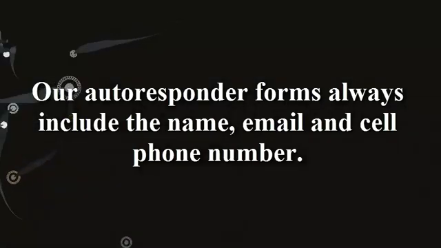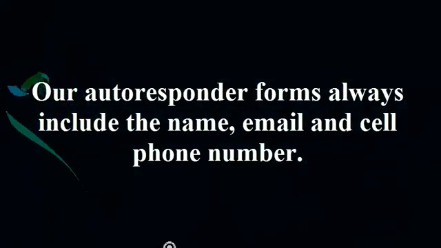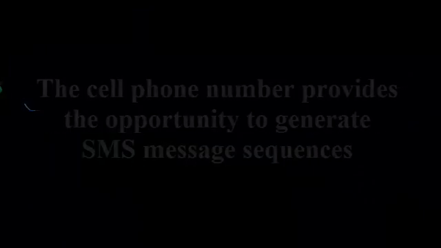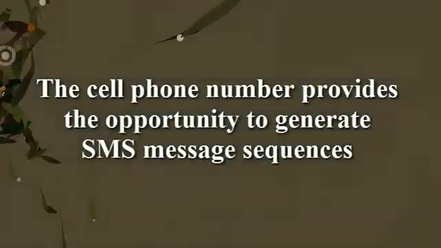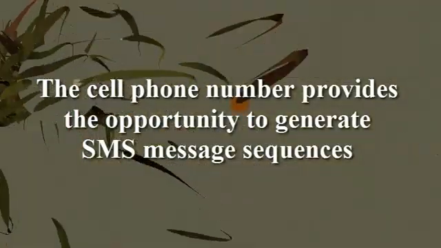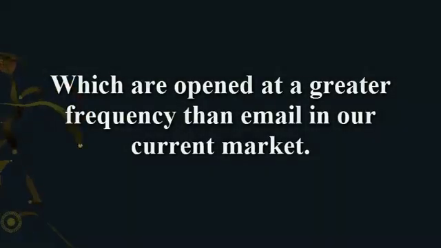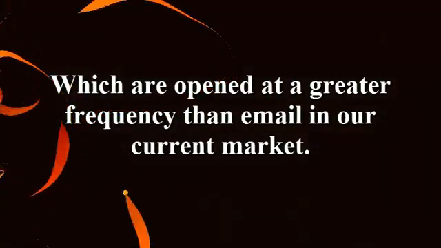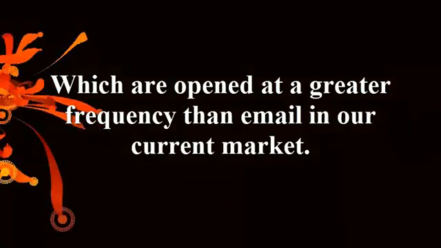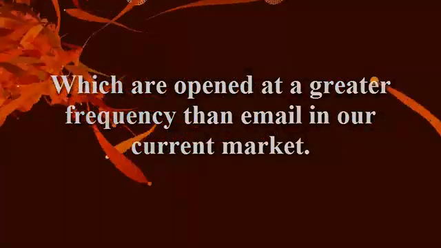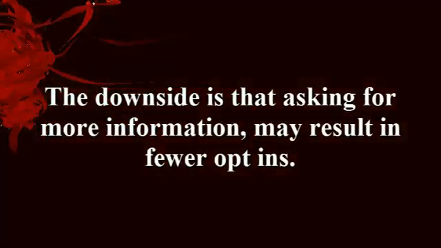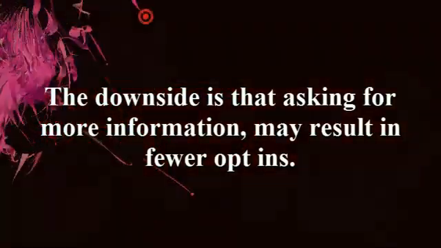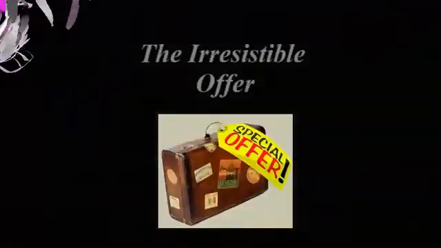Our autoresponder forms almost always include the name, email, and cell phone number. The cell phone number provides the opportunity to generate SMS message sequences, and those SMS autoresponder sequences are opened at a greater frequency than email in our current market, about 97% compared to 4 to 20. The downside is that asking for more information may result in fewer opt-ins.